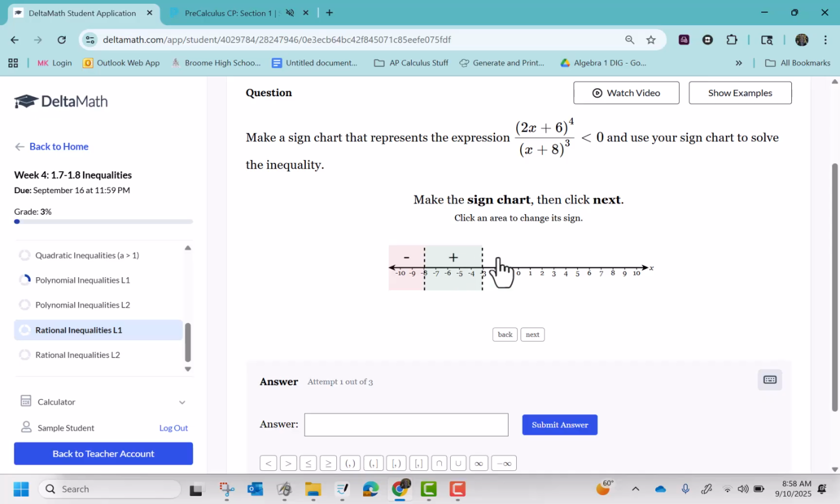Negative, positive, positive. And I want where it's less than 0. Okay, so I'm going to show you something. If I do, well, it doesn't have a line. If it had a line, you would have to exclude the negative 8. So this one's just negative infinity to negative 8.